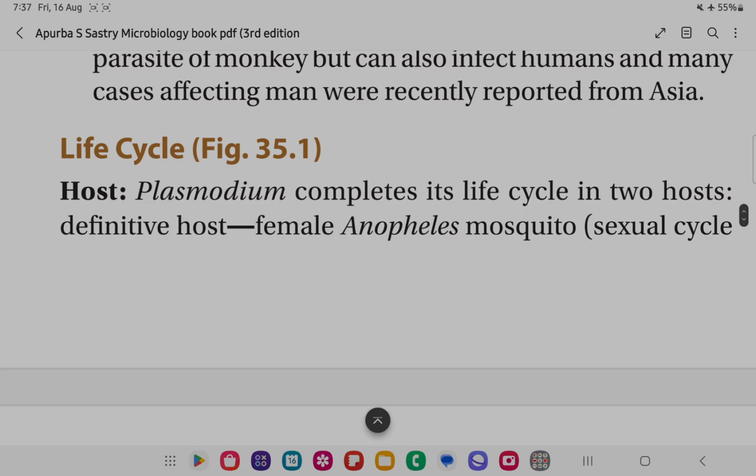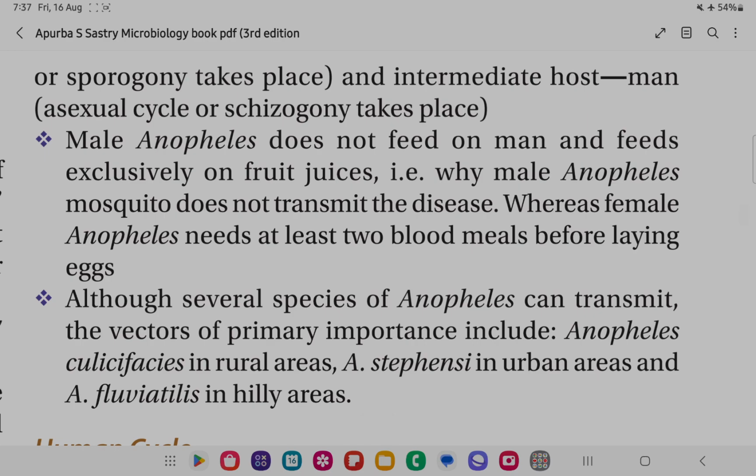Taking reference from Apurva Shastri, this is the life cycle. Plasmodium completes its life cycle in two hosts. That is the definitive host, the female Anopheles mosquito, where the sexual cycle or sporogony takes place, and the intermediate host is man, where the asexual cycle or schizogony takes place.